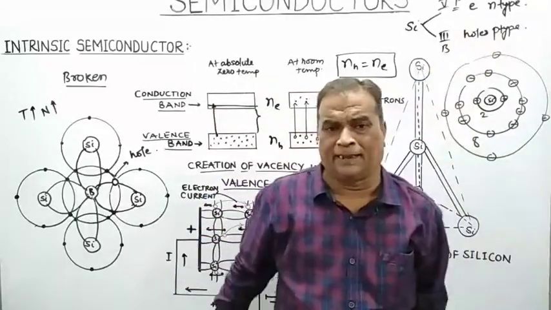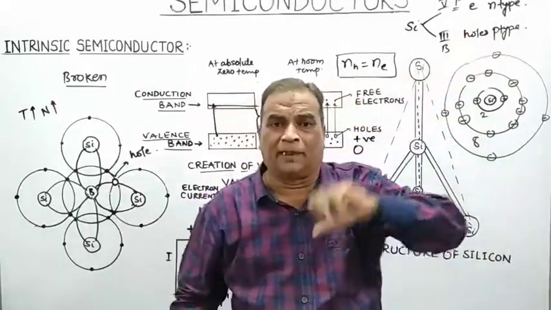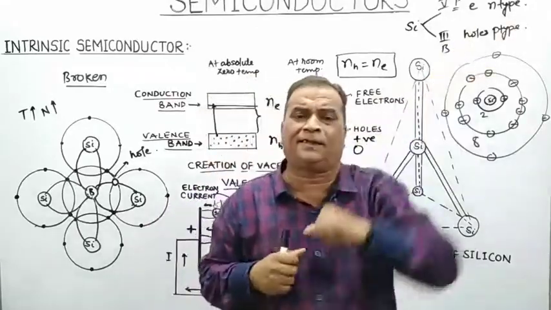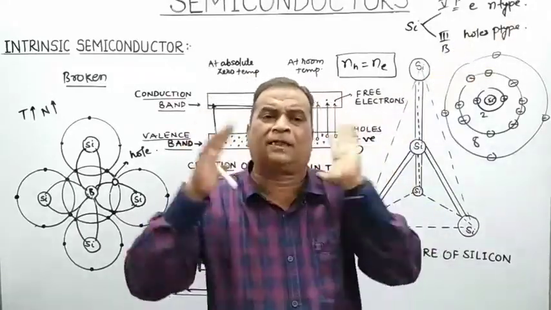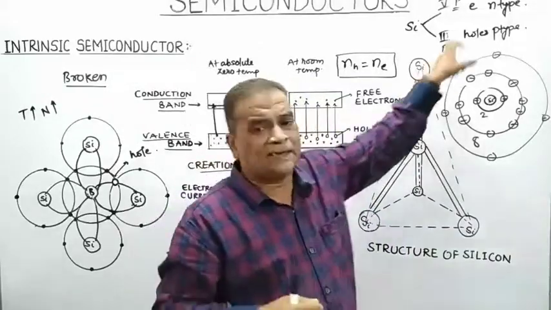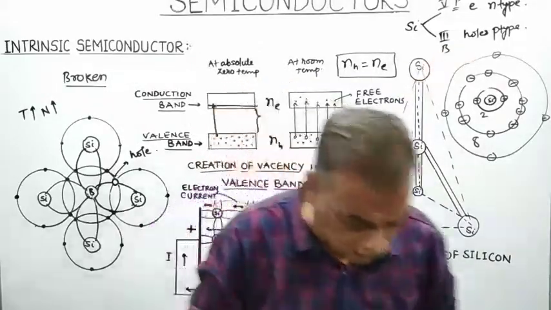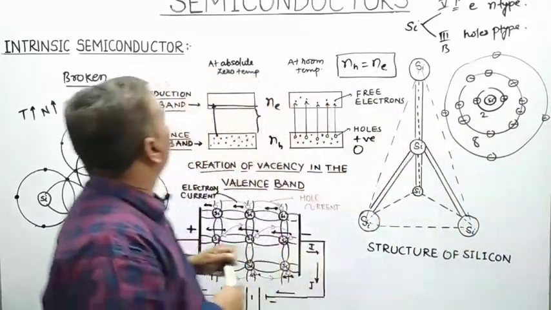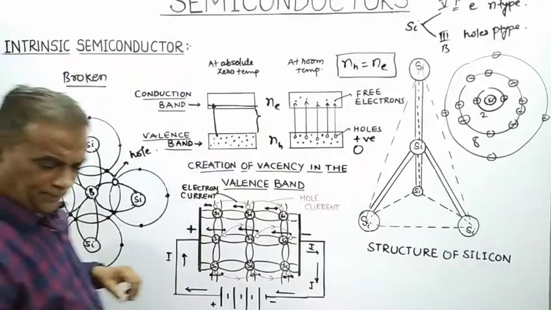And whenever we say P type semiconductor, it means that in that semiconductor, holes are the majority charge carrier, means electric current flows due to the presence of positive charge carriers. So this is all about the intrinsic semiconductor.